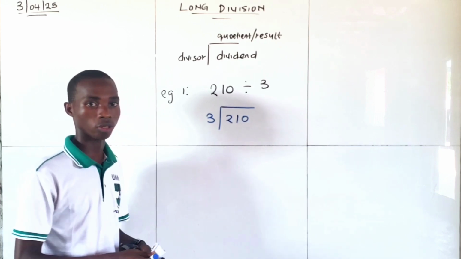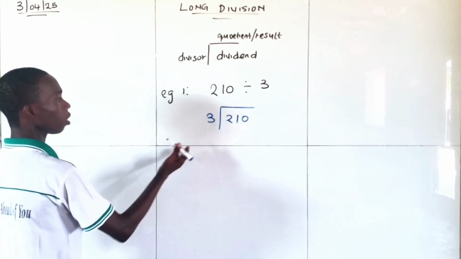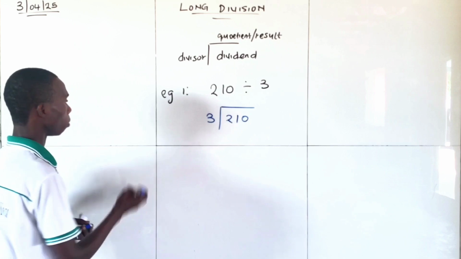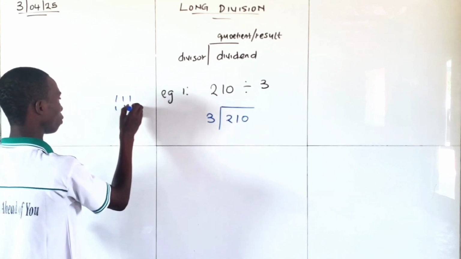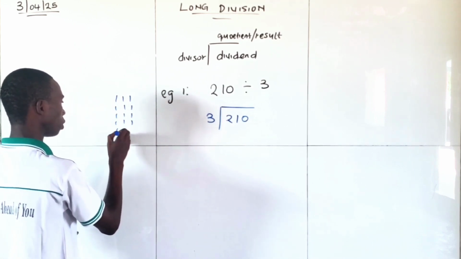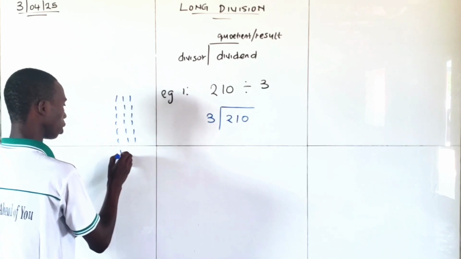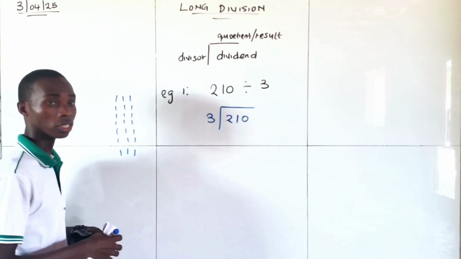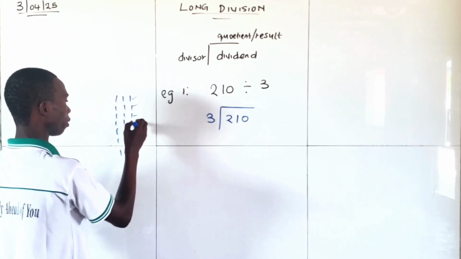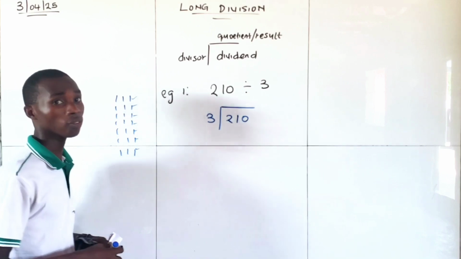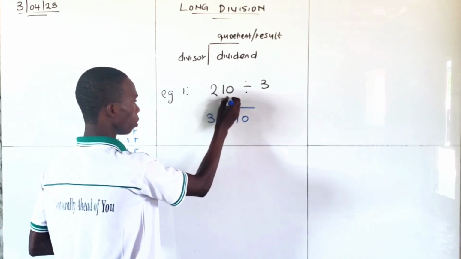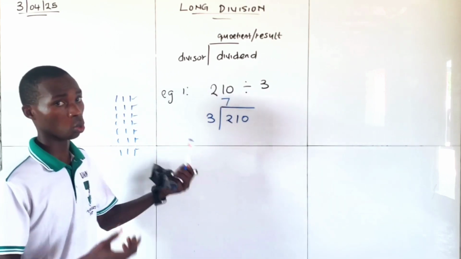Now I will show you how to divide. Let's count by 3 up to 21, then we'll stop. 1, 2, 3, 4, 5, 6, 7, 8, 9, 10, 11, 12, 13, 14, 15, 16, 17, 18, 19, 20, 21. So how many does it give us? 1, 2, 3, 4, 5, 6, 7. So it's giving us 7. So write our 7 up here, which is our result or our quotient.